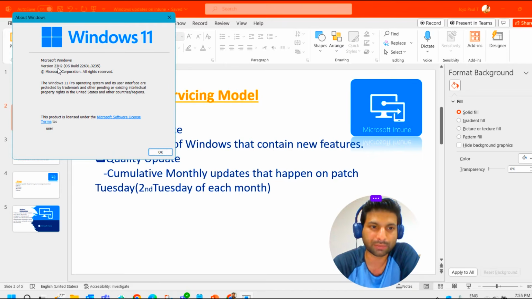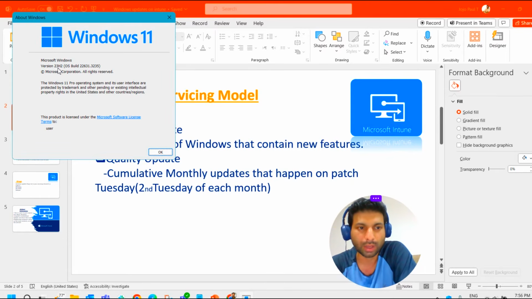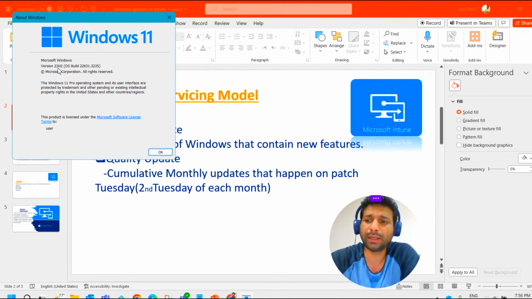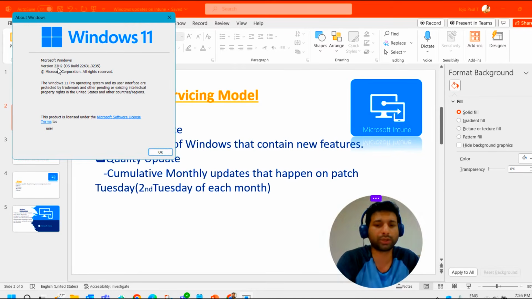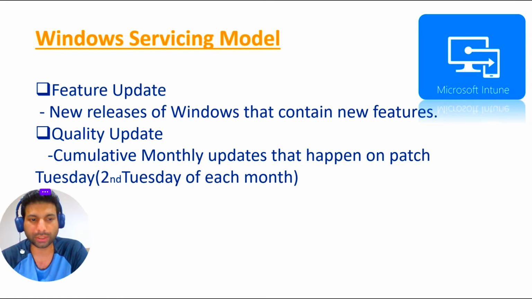If it is H1, that means the first half of the year, and H2 shows the second half of the year. So this particular version of Windows was released in 2023, the second half of the year. As generally, feature updates are twice in a year, 2 updates a year. Okay, that's it. So let's move on.